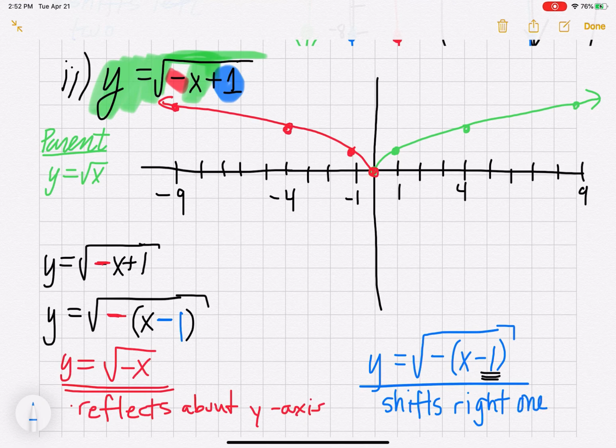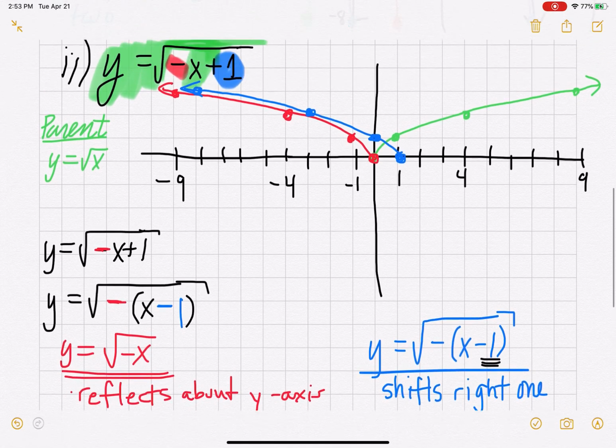I'm going to take all my red points and move them to the right one. So I'm going to start with 0 0 and shift it right 1. I'm going to just do negative 1 1 and shift it right 1. I'm going to do what? Negative 4 2 and shift it right 1. I'm going to take negative 9 3 and shift it right 1. And we're going to connect those blue points. We're going to get something that's just a shift of the red. That's it.